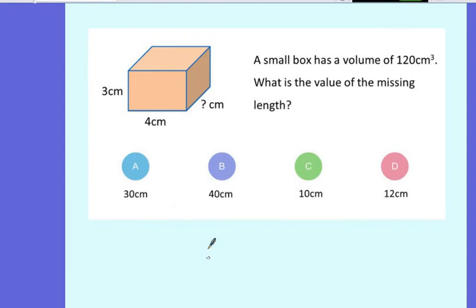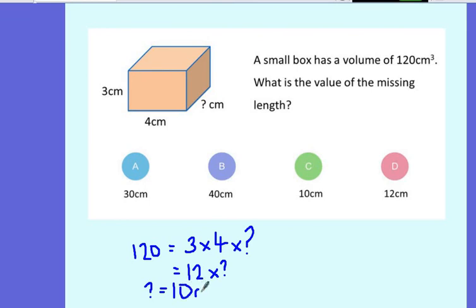And then light blue books, or ABCD cards. A box has a volume of 120 centimetres cubed. What's the value of the missing length? Pause the video and answer that question now, please. Right, let's go through it. We know that 120 is equal to 3 times 4 times whatever the question mark is. So it's equal to 12 times the question mark. Dividing both sides by 12 tells me the question mark is worth 10. So the correct answer I was looking for is C, 10 centimetres.